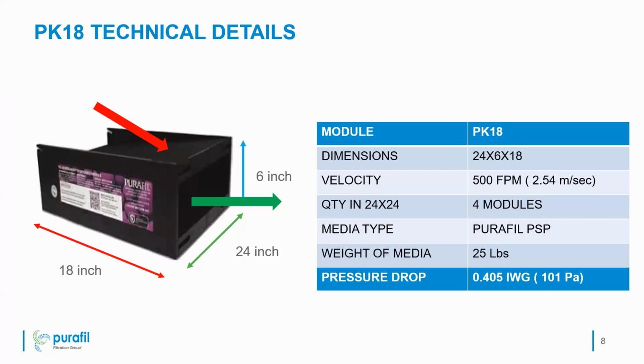In 24/24, 4 modules you have to select. Suppose there are 10 number of 24/24, then 40 modules will be required. And the pressure drop is only 0.4 inch at 500 fpm, and this can be easily overcome in the existing HU. Any question on this slide? Technical question?